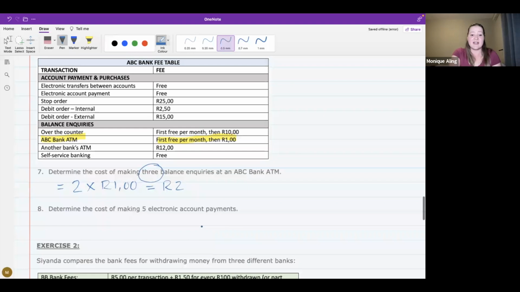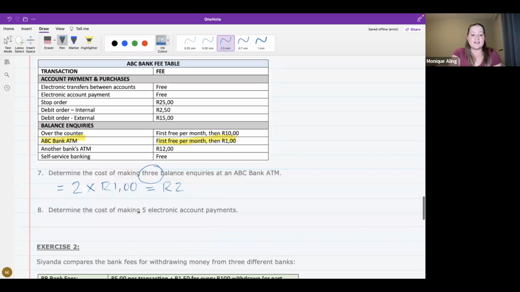If you said R3... And then determine the cost of making 5 electronic account payments. Electronic account payments is this one over here, which is free. So it doesn't matter how many you make, it is going to be free. Nice.